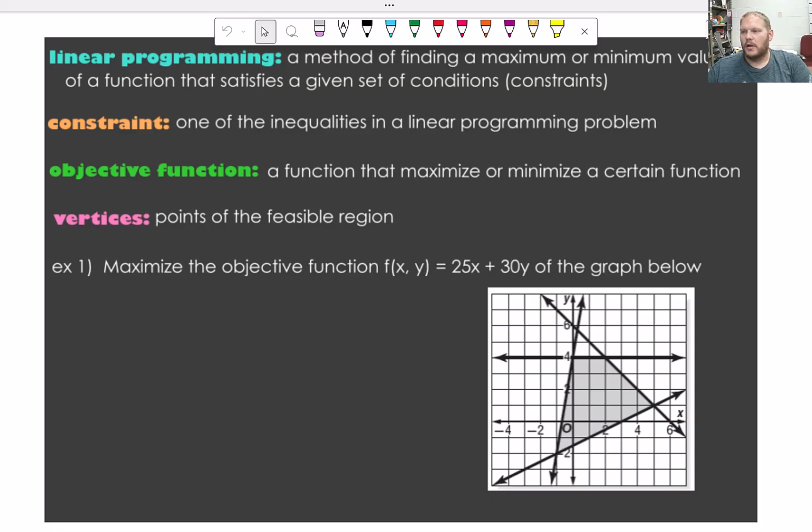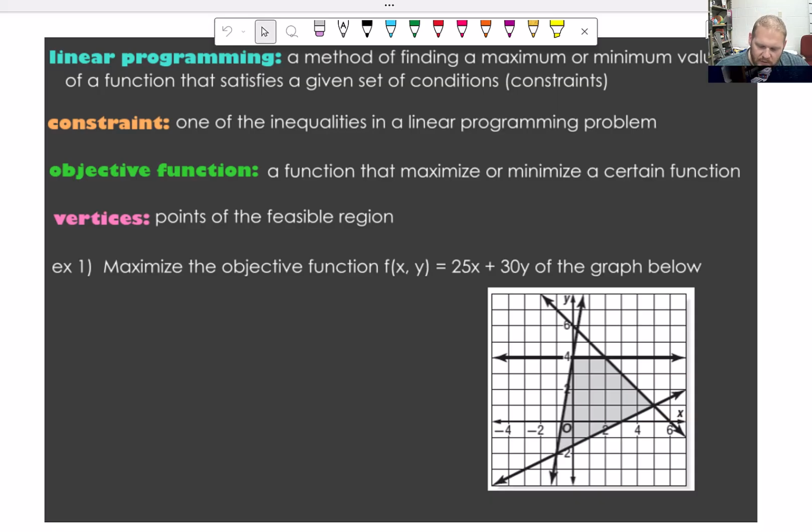Okay, so our constraint is just one of our inequalities in that linear system, that linear programming problem. Our objective function is, again, that overarching equation function that is trying to maximize or minimize a certain value. And then those vertices are just those points where my inequalities intersect each other. So that feasible region is that shaded area where all of my inequalities overlap each other. And we're trying to find the vertices of those things.